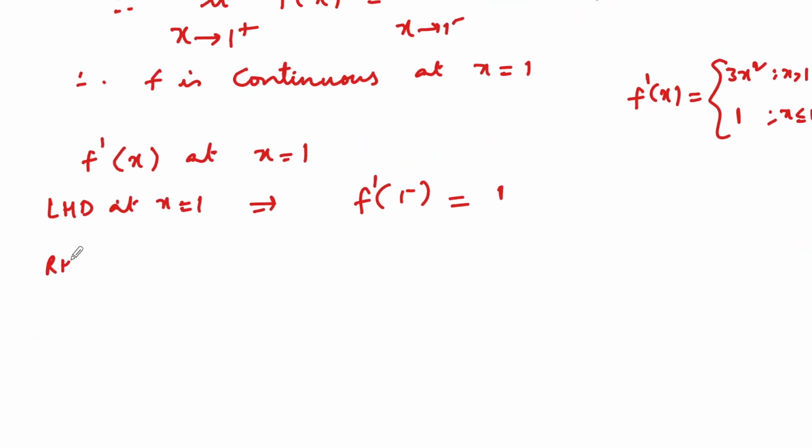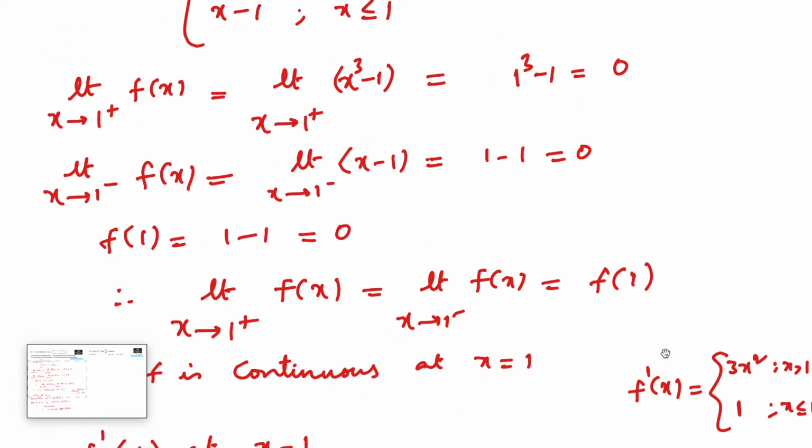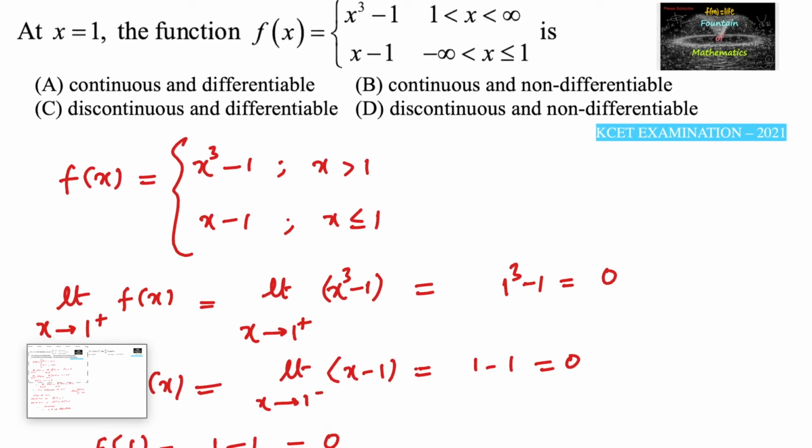and the right hand derivative at x is equal to 1 implies f dash of 1 plus. So for 1 plus, we take the derivative 3x square at x is equal to 1, so we can write 3 into 1 square, which is 3. So clearly we can observe that the left hand derivative is not equal to the right hand derivative. Therefore f is not differentiable. So the given function is continuous but not differentiable, so we can go with option B as our answer.